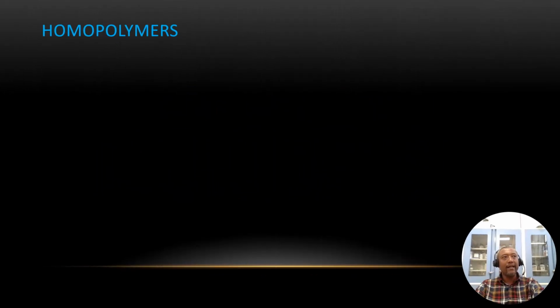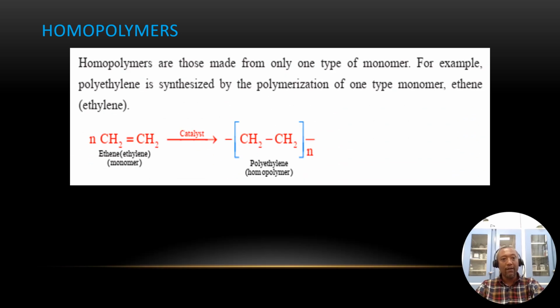Now let's see again the classification of polymers based on the type of monomer we use. The first one is the homopolymer. Homopolymers are those made from only one type of monomer. For example, polyethylene is a polymer made from a single unit called ethene. When large molecules of ethene combine together by addition polymerization, they form polyethylene.